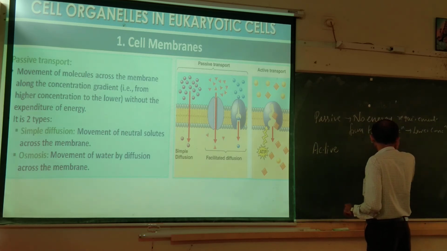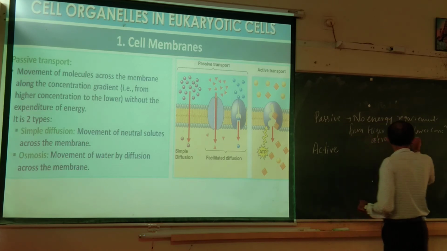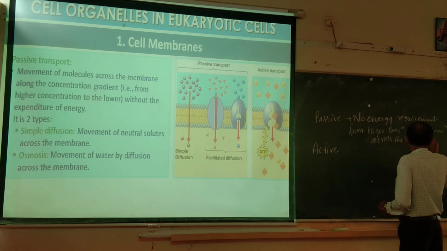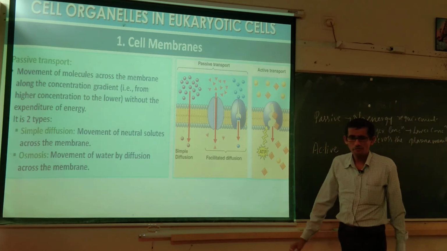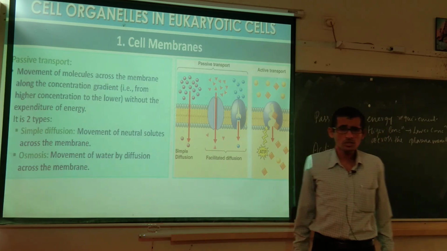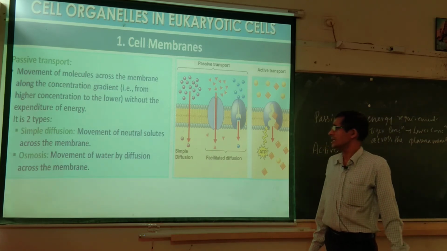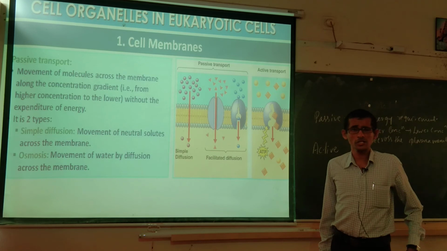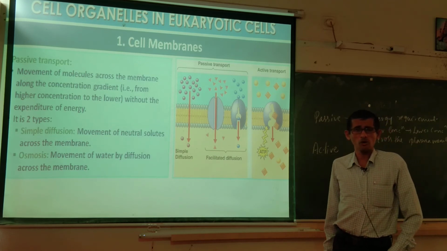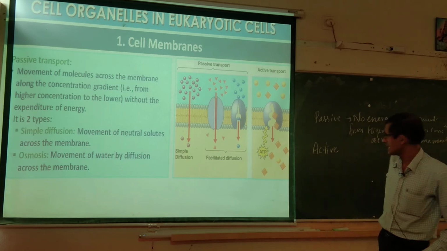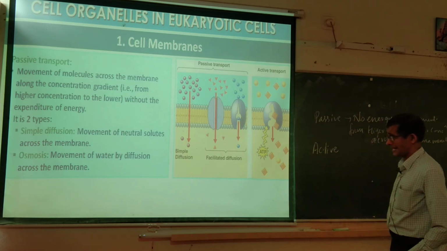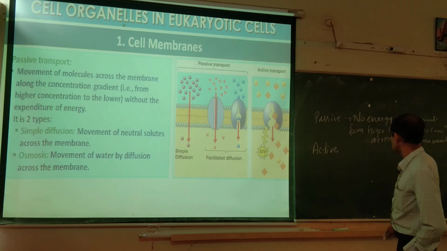Across the plasma membrane, from higher concentration level to lower concentration level. If the molecules are going to be passed or moved without the expenditure of energy, then it is called passive transport. Here under passive transport two types are there.